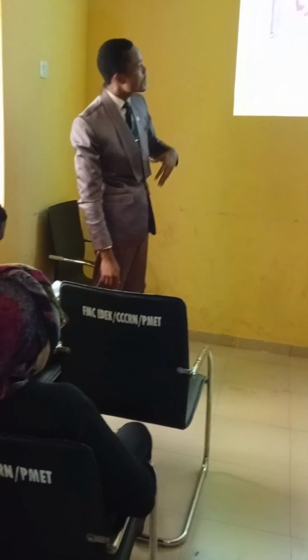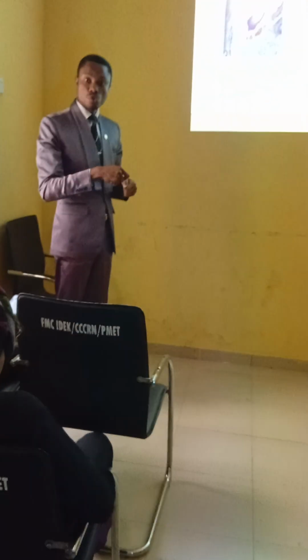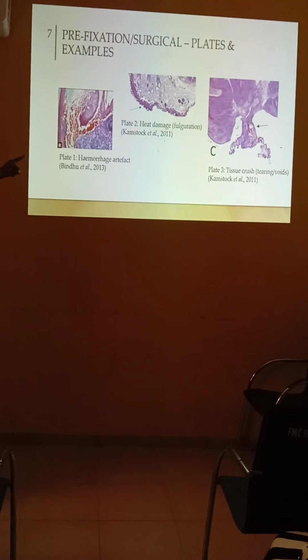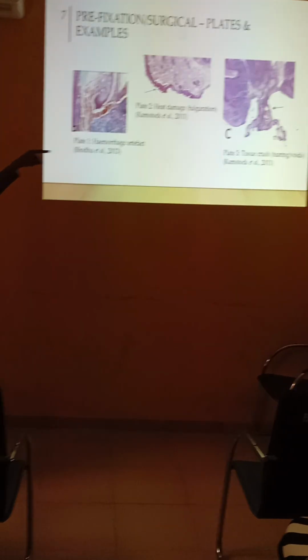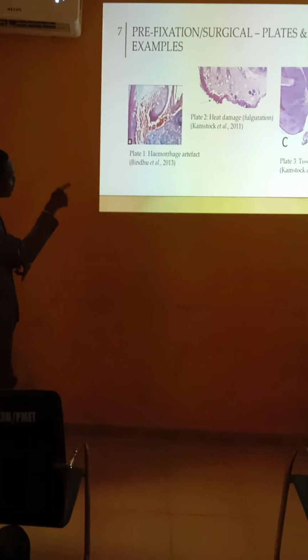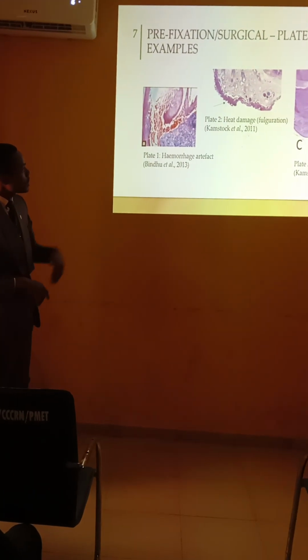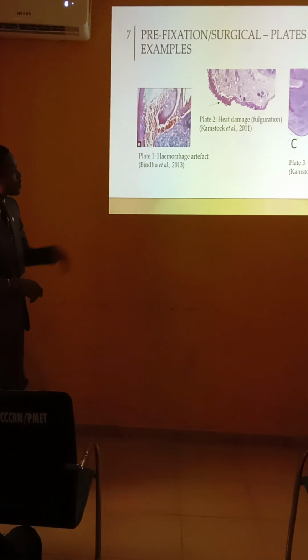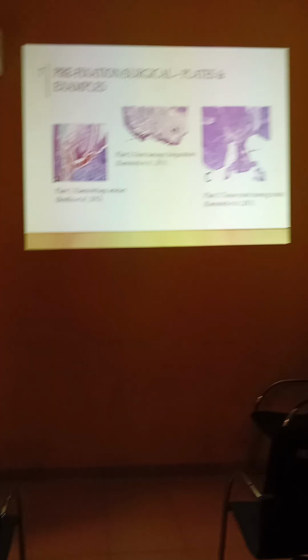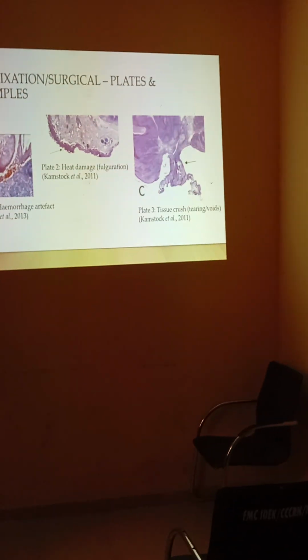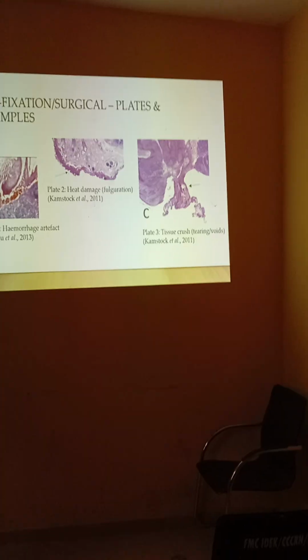And then we also have the heat damage. Remember, during surgery, sometimes heat can be applied in destroying some tumor cells. So this process can introduce damage to some of the cells. You can see the arrow pointing. You can see some absence of some cells at the base of the tissue. So that one is a heat damage artifact. Then the third plate shows us the tissue crush, showing the tearing and the void due to maybe the pressure applied in handling that tissue.